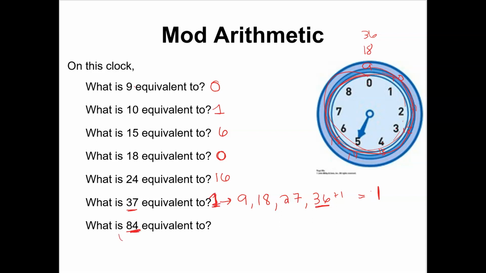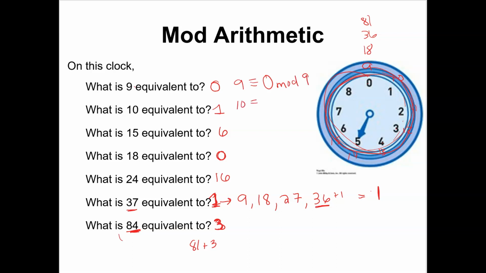84, I'm certainly not going to run all the way around. What is the biggest multiple of 9 that goes into 84? Well, 9 squared is 81, right? So it would be 81 plus 3, because this would be 0. So this would be equivalent to 3. Okay, so we can actually use a different language here to say that 9, and I'm going to add another equal sign, is equivalent to 0 mod, what's my mod here? 9.